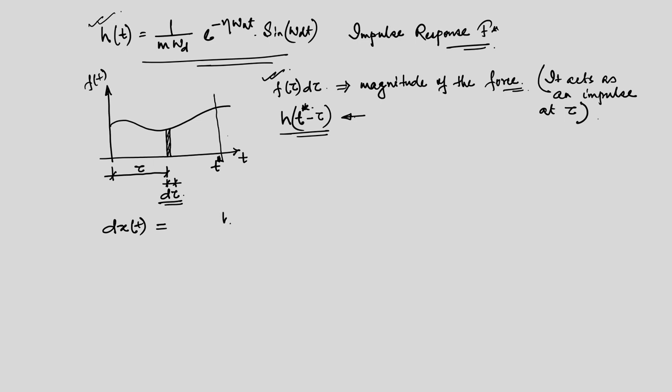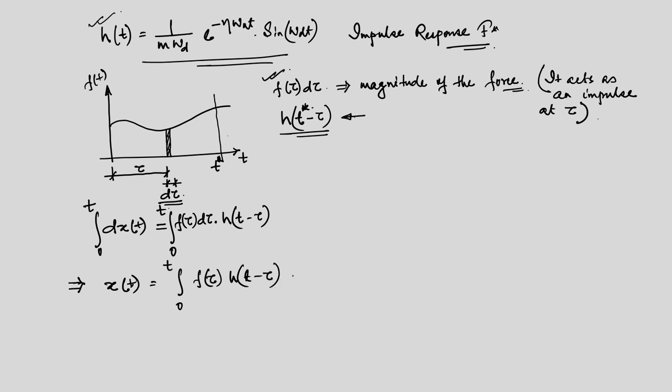For unit impulse, we have the response h(t minus tau), multiplied by the magnitude of the force. So, we have f(tau) d tau. Now, if we find the total response at time t equal to small t, we integrate this function from 0 to t on the right hand side also. So, x(t) is equal to the integral from 0 to t of f(tau) h(t minus tau) d tau.